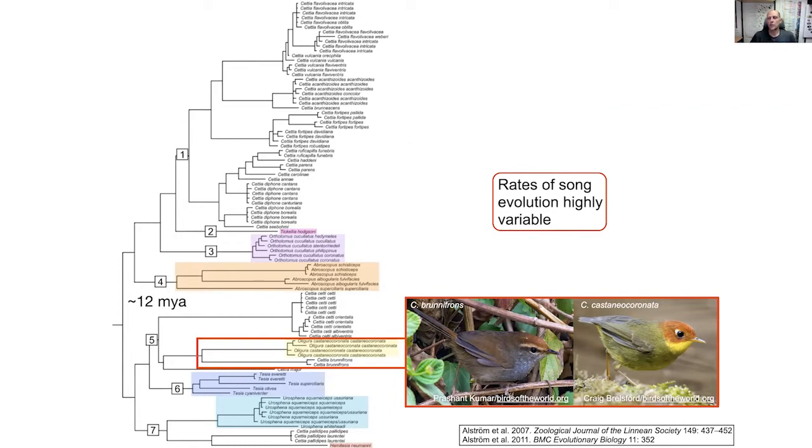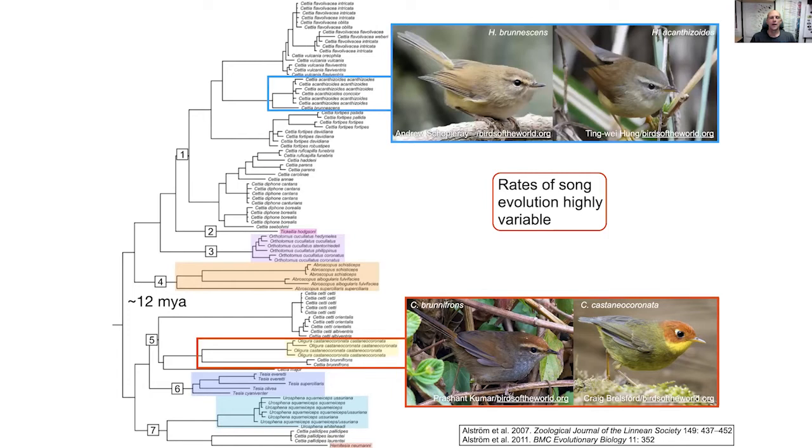So quite similar to each other, actually. I would say much more similar sounding than similar looking in this case. In contrast, if we look at these two species, which were previously considered to be a single species, their divergence time is much more recent than the two species at the bottom here. So Horornis brunnescens sounds like this.